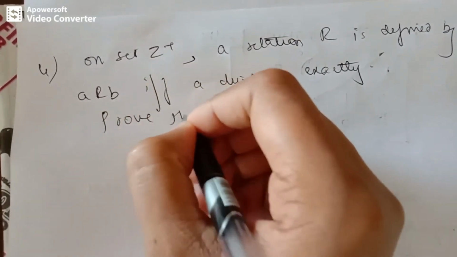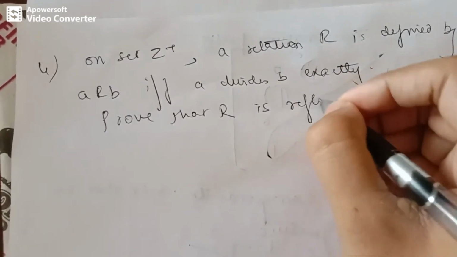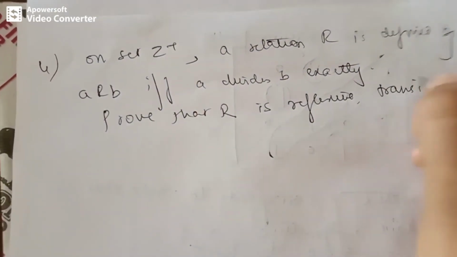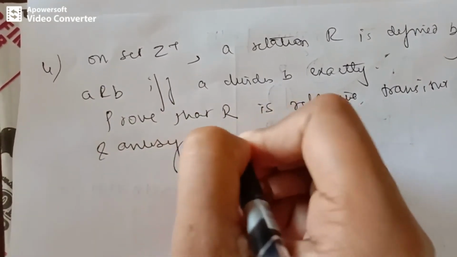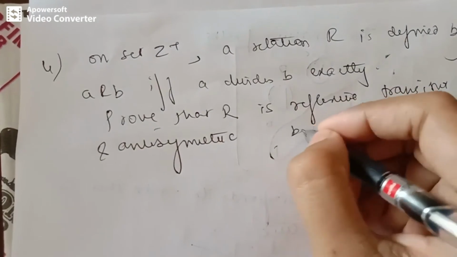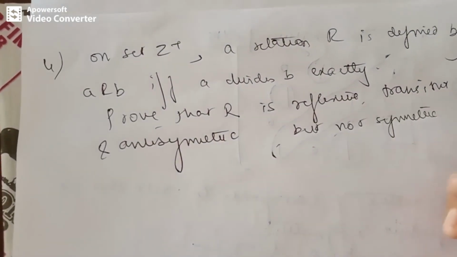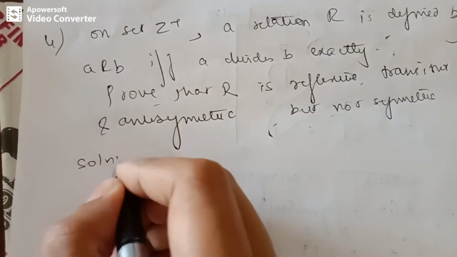Then we are supposed to prove that the relation R is reflexive, transitive and antisymmetric but not symmetric. This is what you have to prove. So let's draw the solution for this.